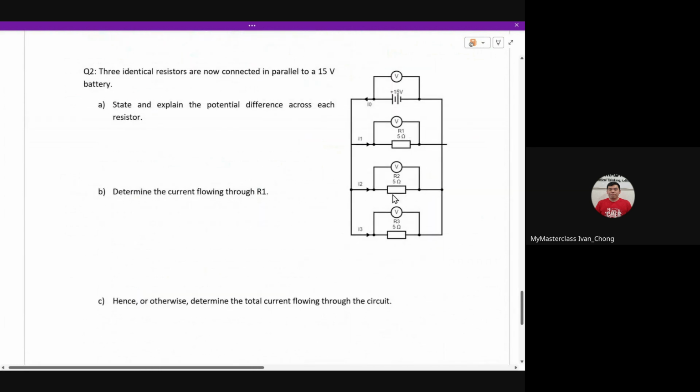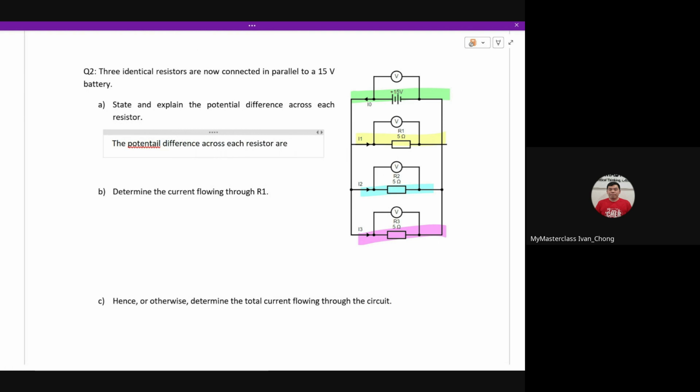Okay. The next part over here, you can see this is in parallel. So parallel 1, 2, and 3. State and explain the potential difference across each resistor. The potential difference across each resistor is 15 volts each. The reason for that is the resistors are arranged in parallel, or you can say in a parallel arrangement. In a parallel circuit, the potential difference across each branch is the same.